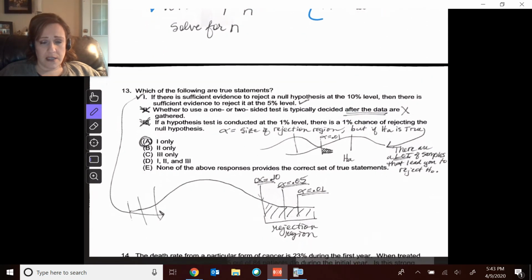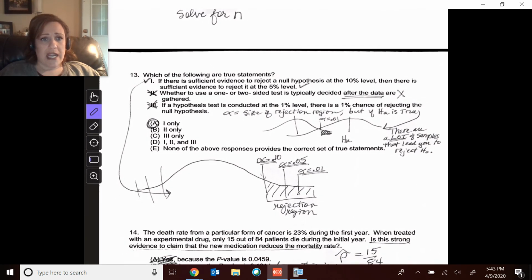Alrighty then. Number 13. Which of these statements is true? So one says if we're going to be rejecting at the 10% level, that means... so I actually, I think I'm going to be changing my answer here. Let's see here. If there is sufficient evidence to reject the null hypothesis at 10%, then we're going to reject at the 5%. Okay, that's no.